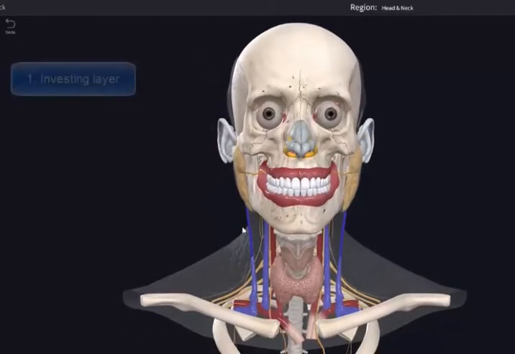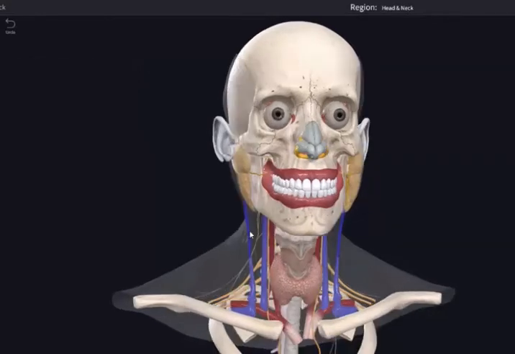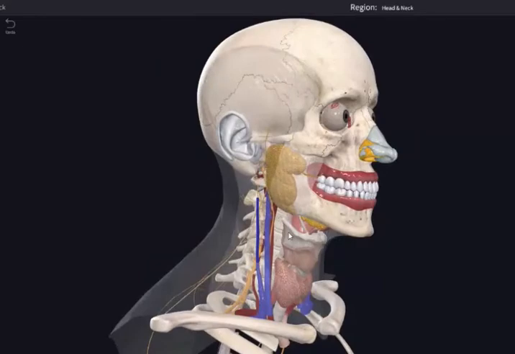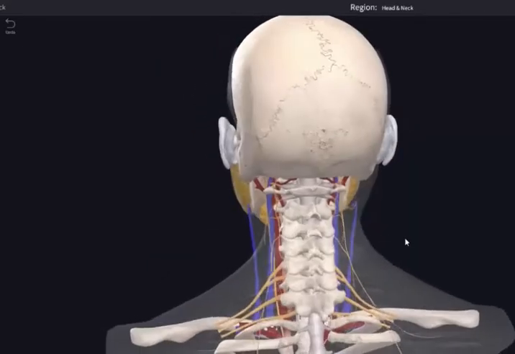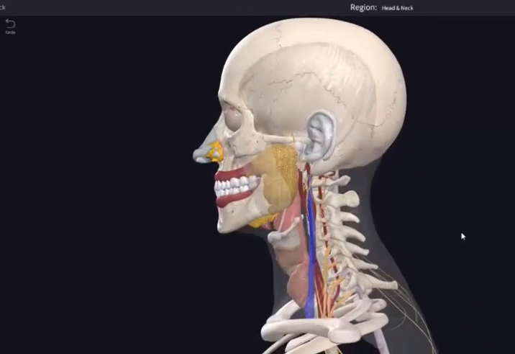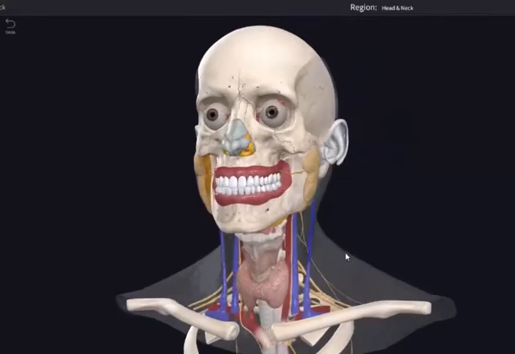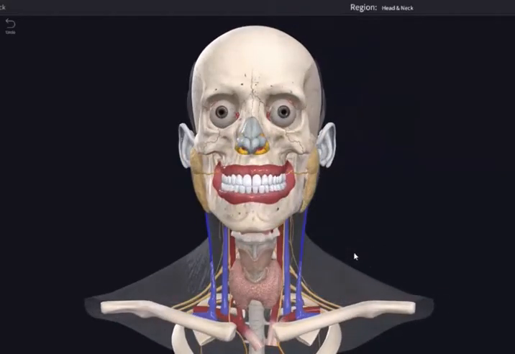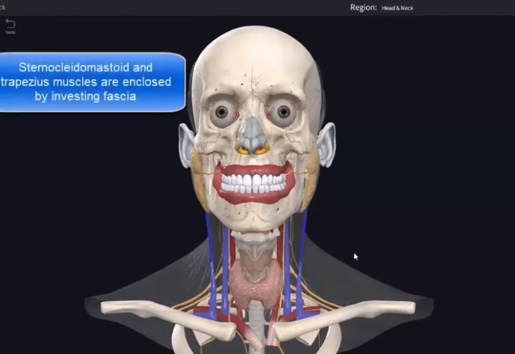The first layer is called the investing layer of deep cervical fascia. This layer is the most superficial layer of the deep cervical fascia, and it'll surround the entire neck. It's deep to the skin and deep to the subcutaneous tissue. At several places, it'll actually split into 2 different layers, and they will then enclose or invest muscles, for instance, the sternocleidomastoid and the trapezius.